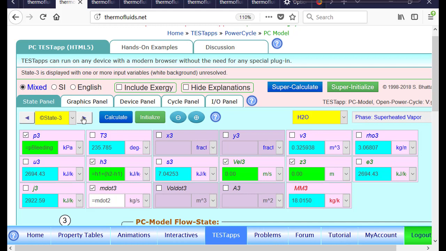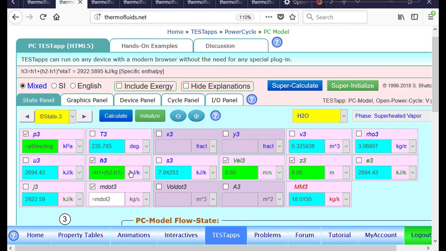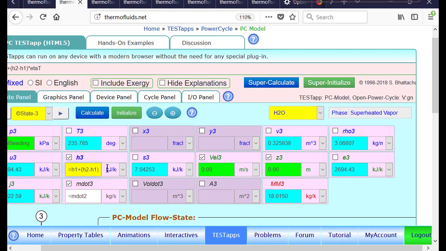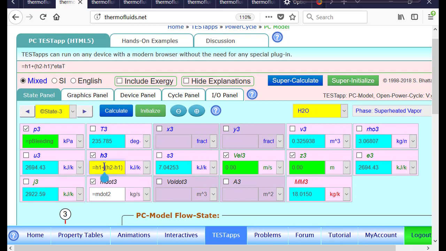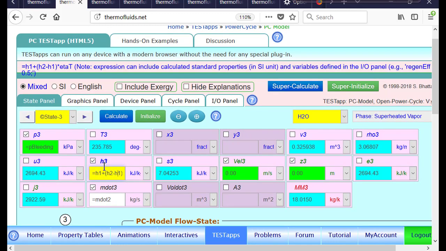State 3 is the actual state. We know the bleeding pressure, but H3 is unknown. Again, we use the turbine efficiency in this formulation. Just to show you the equation I used here, it's a standard comparison of actual versus isentropic turbine work, and that produces the unknown H3.